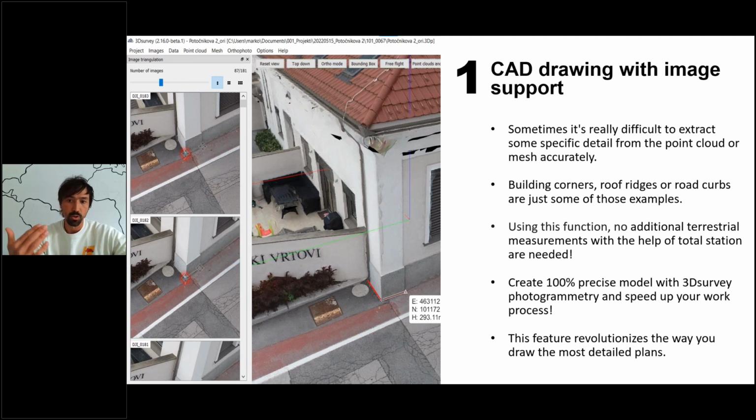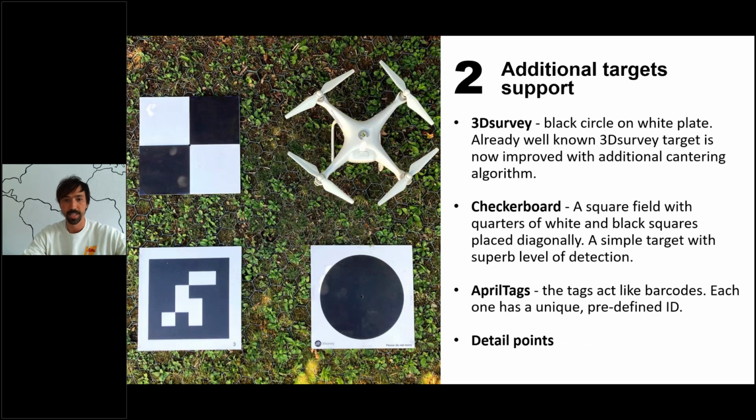So building corners, roof ridges or road curbs are just some of those examples which you can really nicely extract with the help of CAD drawing on images. Using these functions, there are no additional terrestrial measurements needed. So you can actually create a 100% precise model with 3D survey photogrammetry. We are super happy about this function. It works really nicely, and you can test it later by yourself and see how powerful this thing is. We would say this feature revolutionized the way you draw the most detailed plans. Let's spend quite a bit more time later in a real case presentation and go further with the PowerPoint presentation.